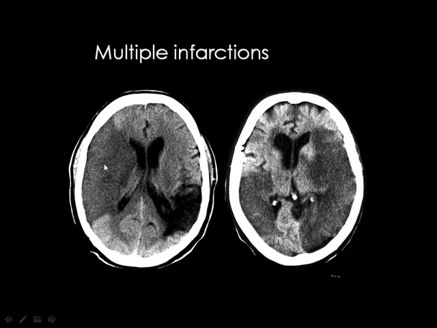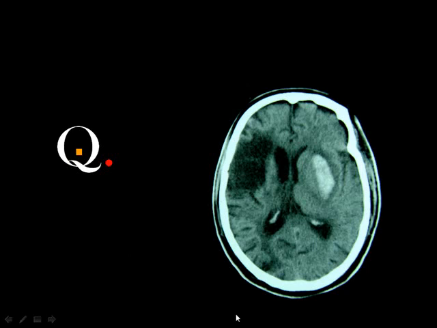Infarctions may be multiple. You see, this is an acute infarction and this is the chronic infarction, and you can compare the density of both infarctions. Also, infarctions can occur in the same stage. These are bilateral acute infarctions, a larger one on the left side and a relatively smaller one on the right side. By the end of this talk, I'll show you some of the quiz cases.